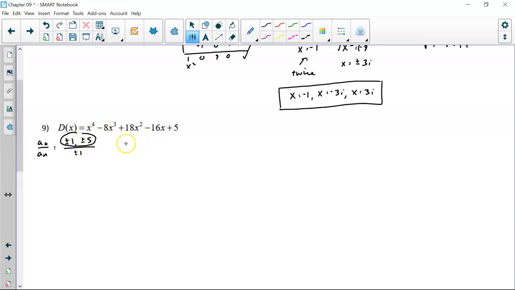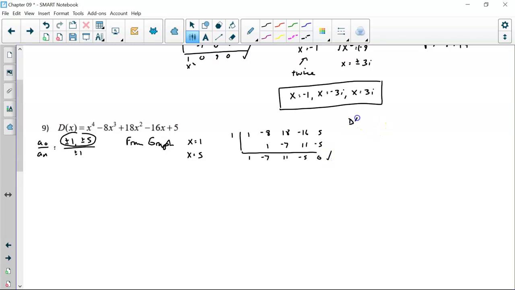So from the graph, I can see that x equals 1 and x equals 5. Those are my two x-intercepts. I'll do my 1 first. It doesn't matter which one you do first. So then on the inside, 1, negative 8, 18, negative 16, and 5. Bring down the 1. 1 times 1 is 1. Add, you get a negative 7. 1 times negative 7 is negative 7. You add, you get an 11. 1 times 11 is 11. Add, you get a negative 5. Times 1 is negative 5. The remainder is 0. That's good.